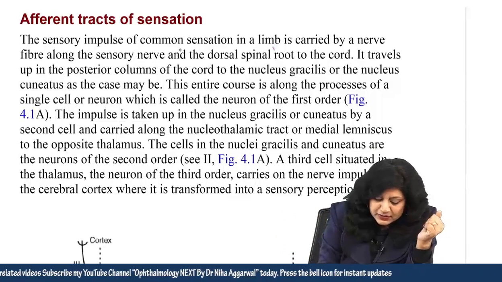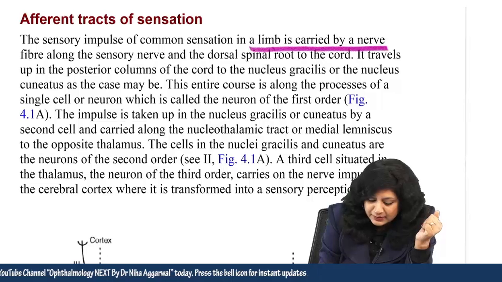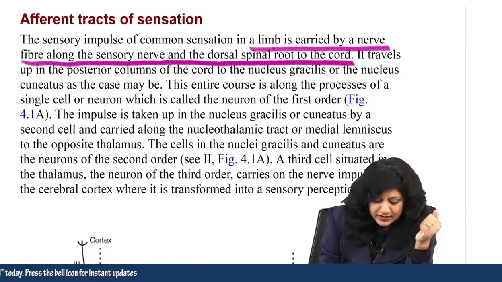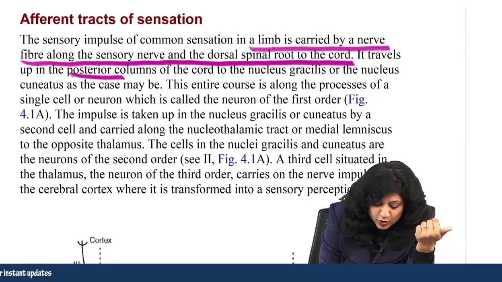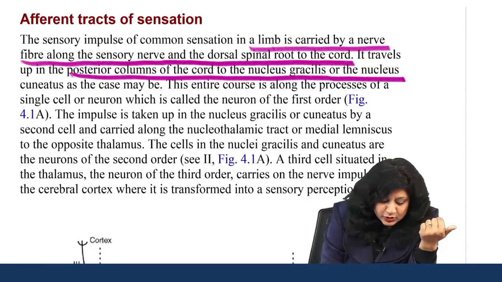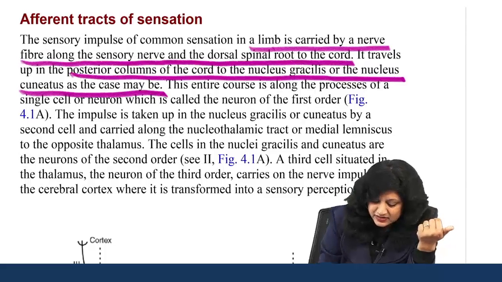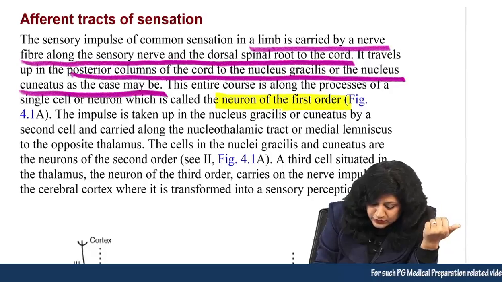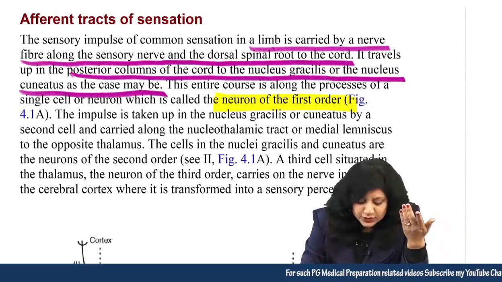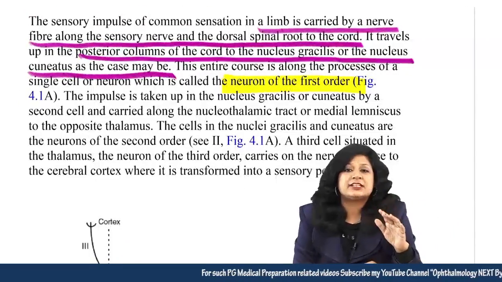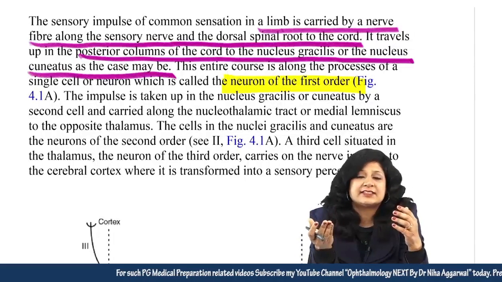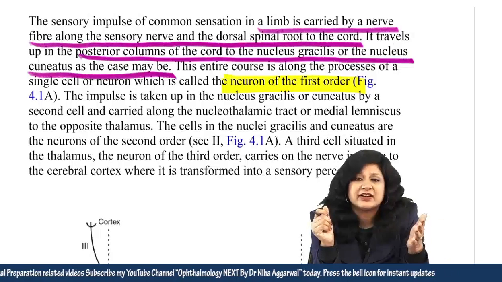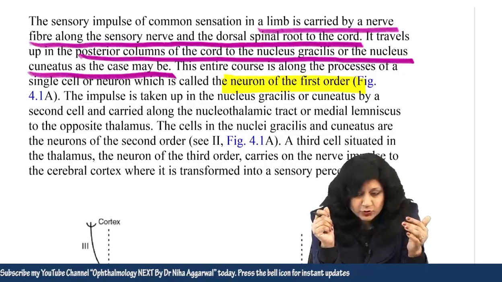The sensory impulse of a common sensation in a limb is carried by a nerve fiber along the sensory nerve and the dorsal spinal root of the cord. Then it travels up in the posterior column of the cord to the nucleus gracilis or the nucleus cuneatus, as the case may be, and this entire course is along the processes of a single cell, the neuron of the first order. You know better than me that this is the whole pathway, how the sensations from a limb are carried through to the nucleus gracilis or the nucleus cuneatus, and how they are graded as the neurons of the first order.